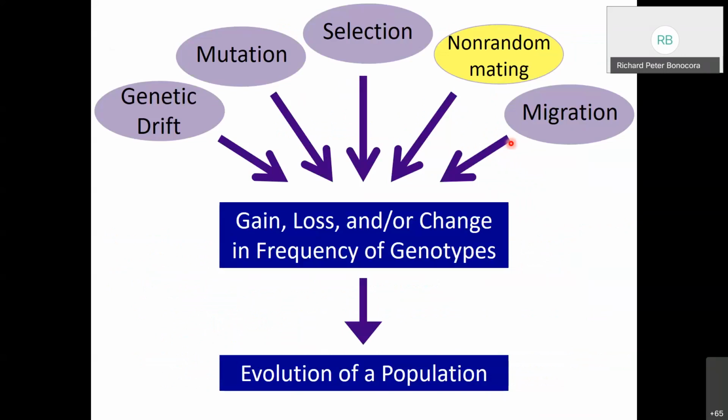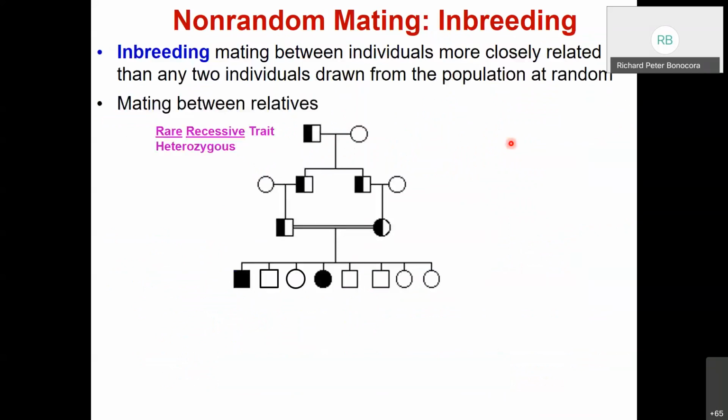All right, so the last of these is non-random mating. In most cases, mating is random in different aspects of different organisms. An example of non-random mating is inbreeding. That's mating between individuals that are more closely related than any two individuals drawn from a population at random. And so we think of it as mating between relatives.